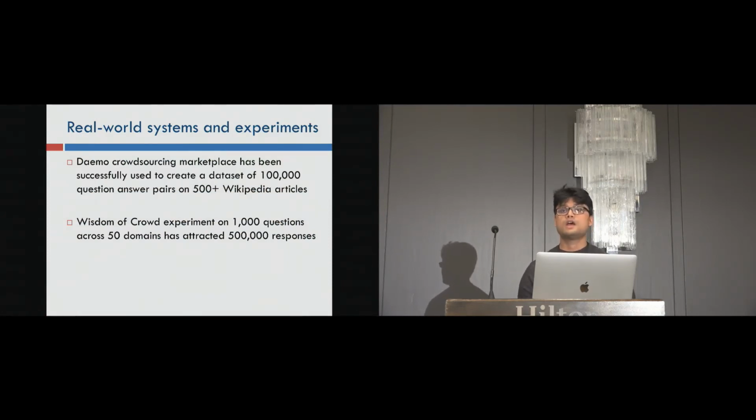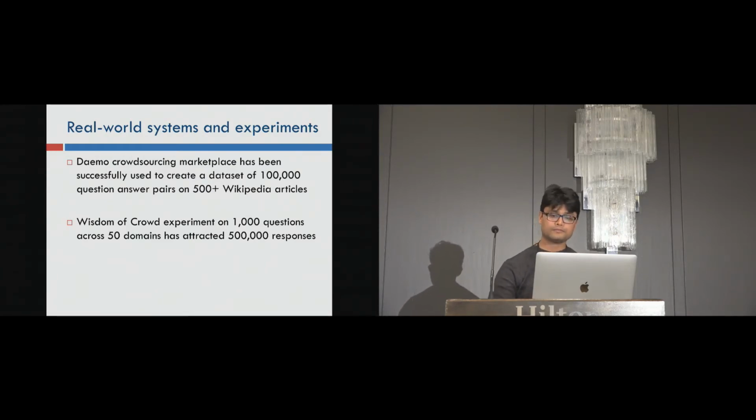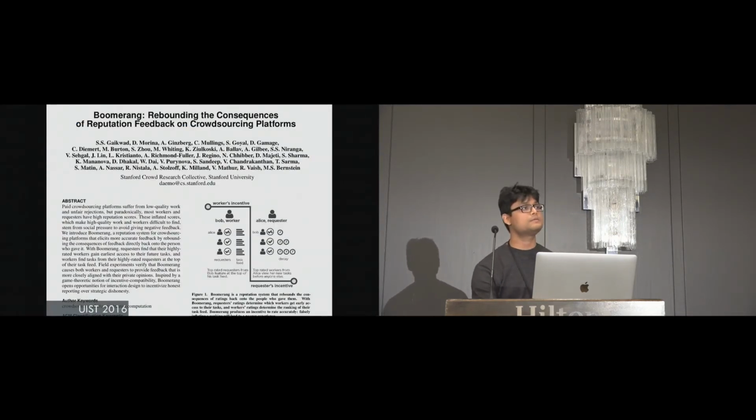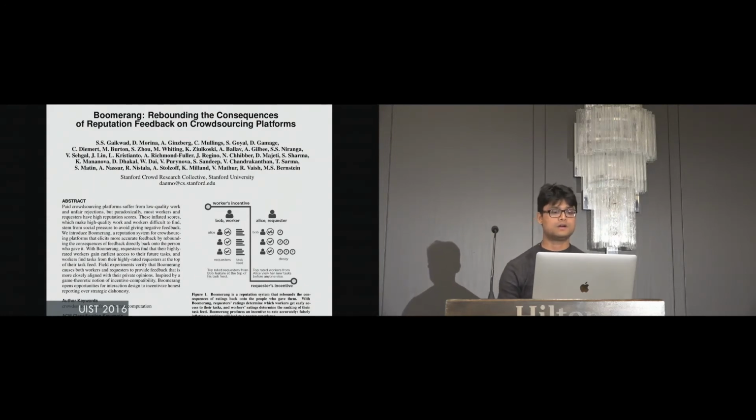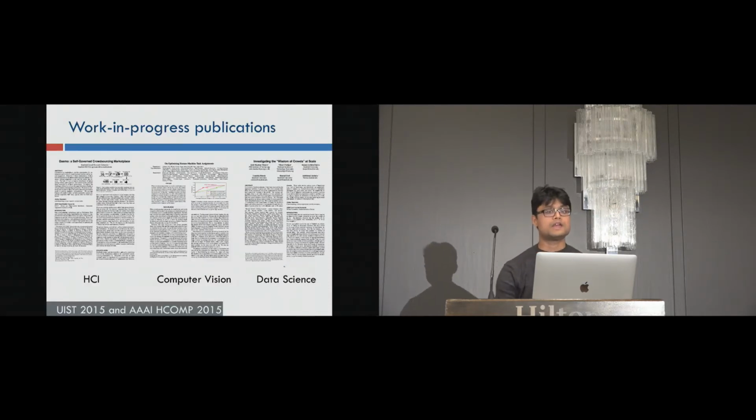So the HCI project has produced a demo crowdsourcing platform, which is live and has successfully been used to create a dataset of 100,000 question-answer pairs on 500+ Wikipedia articles. The Wisdom of Crowd experiment has become the largest of its kind, with 1,000 questions across 50 domains, and has attracted more than 500,000 responses. It has produced top-tier papers. Boomerang was presented last year at UIST. Crowd Guilds was presented at CSCW earlier this year. And every project produced at least one work in progress in HCI, computer vision, and data science.